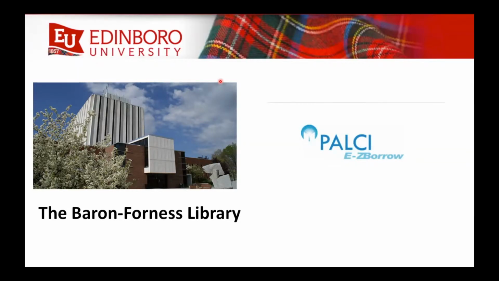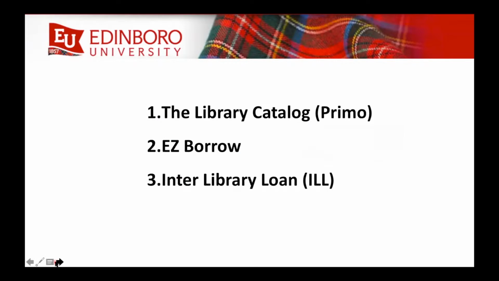In this video, we're going to be learning about EasyBorrow. At the Baron Finesse Library, there are three primary ways for you to get the materials you need through the library system: the library catalog, also known as Primo, EasyBorrow, and interlibrary loan. For this video, I will be focusing on EasyBorrow. You can learn more about how to use the library catalog and the interlibrary loan system through additional videos located on the library homepage.